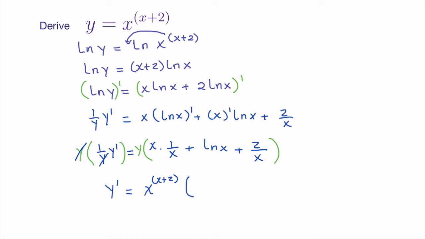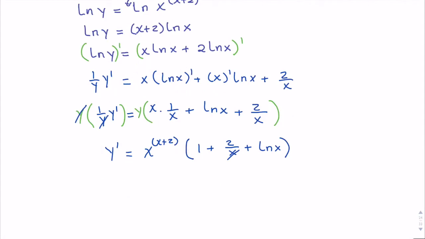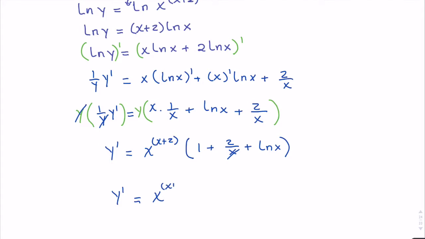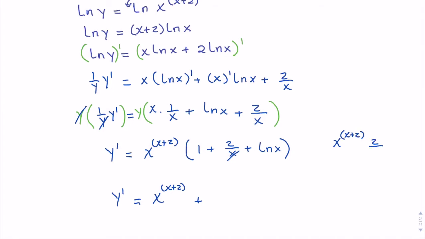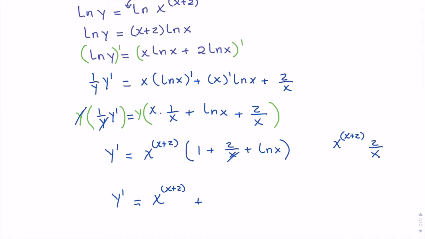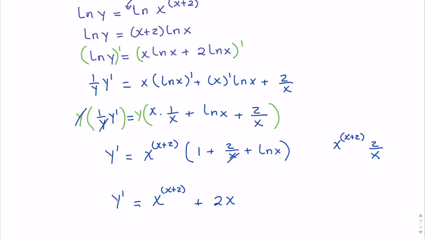The x's cancel out, so we get 1 plus, I'm going to write first 2 over x plus ln x. So the derivative of y equals x to the x plus 2 plus, and when we multiply x to the x plus 2 times 2 over x, there's a little cancellation. 2 times x to the x plus 2 minus 1, which is x plus 1, plus x to the x plus 2 ln x.